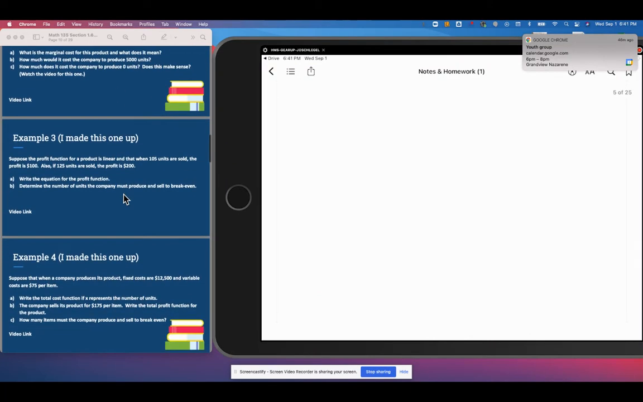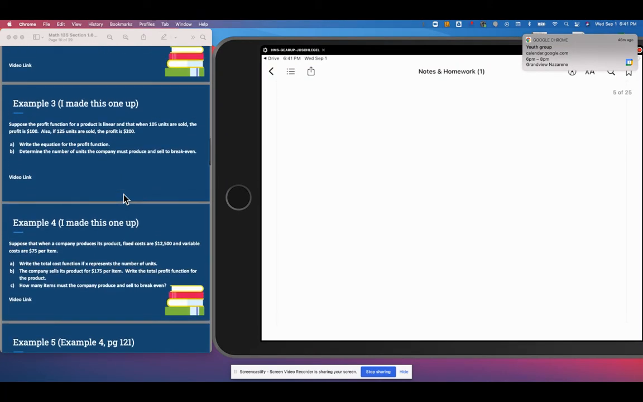Alrighty, example 3, and I made this one up. Suppose the profit function for a product is linear and that when 105 units are sold, the profit is $100. And when 125 units are sold, the profit is $200. Write the equation for the profit function and determine the number of units the company must produce and sell to break even. And so we're trying to write an equation.